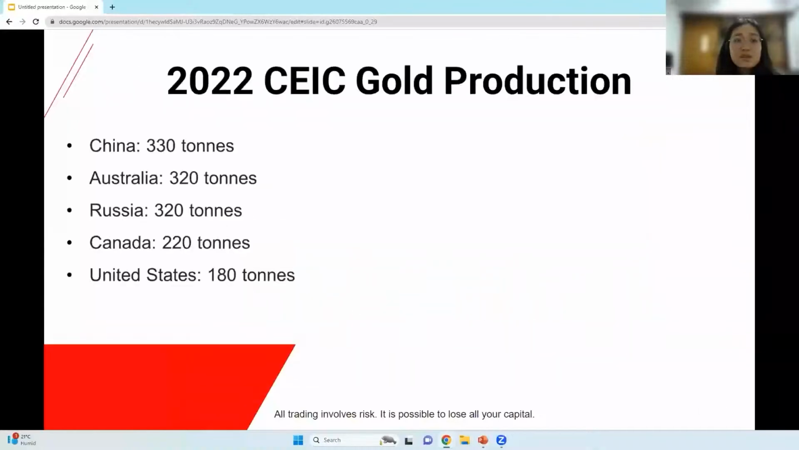And this is the 2022 gold production. So China produced 330 tons, Australia 320, Russia 320, Canada 220, and the US 180.